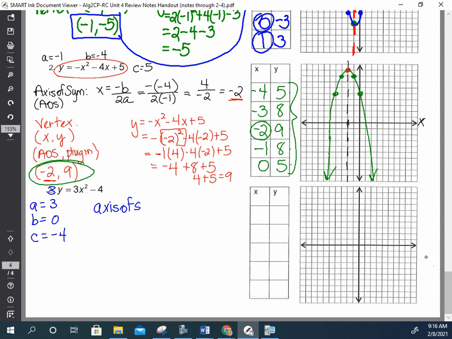So, axis of symmetry. -b over 2a. So in this case, b is 0. 2 times 3. So -0 doesn't make any sense. 0 can't be negative. 0 divided by 6, which is 0.